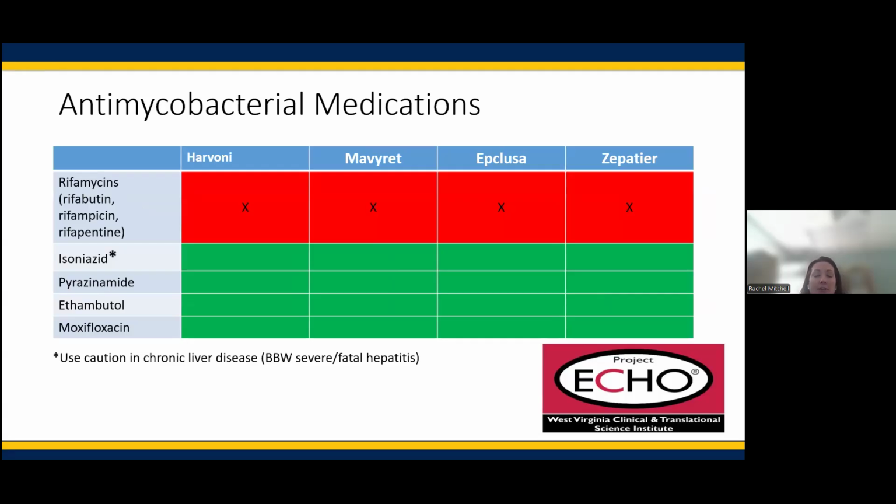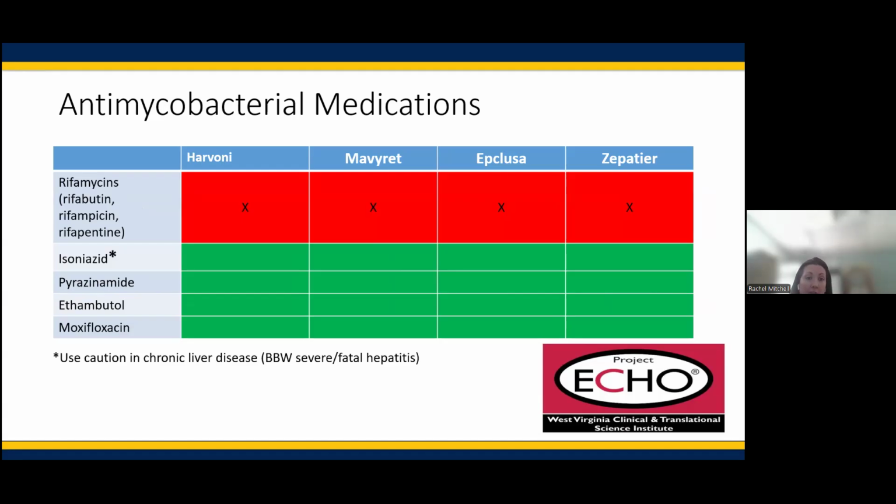And then next here, I've got your TB medications. Lots of red at the top because those are your rifamycins, probably in every package insert, because rifamycins as a class are enzyme inducers. So what they're going to do is chew up the direct-acting antivirals, and we're going to have subtherapeutic levels, risk for resistance, and virologic failure. So that's red across the board for all of those.